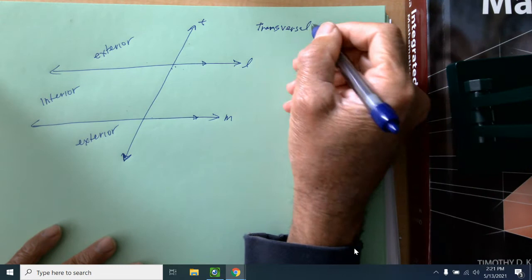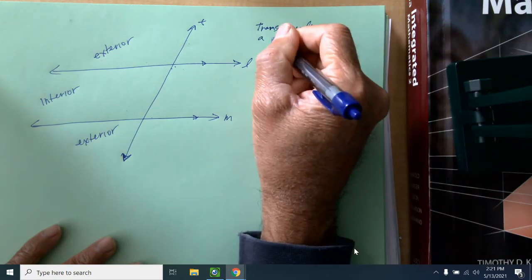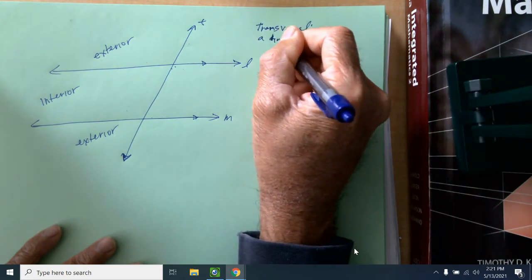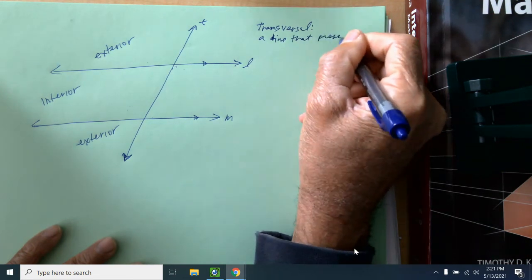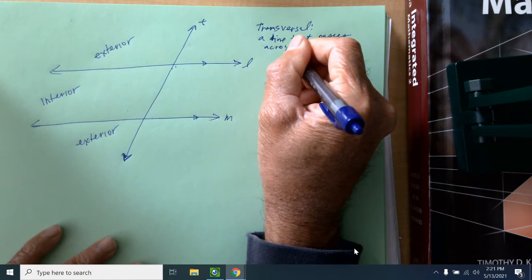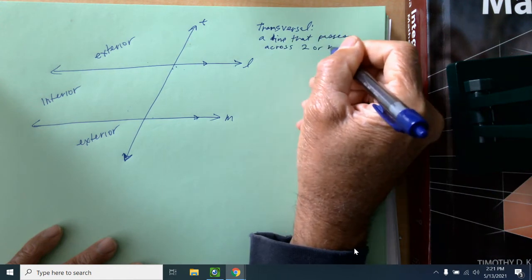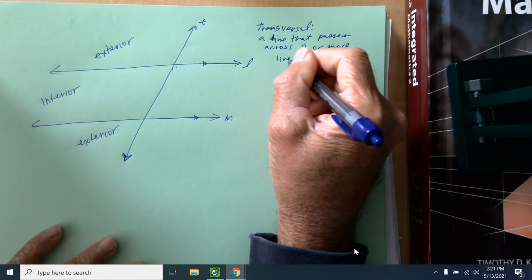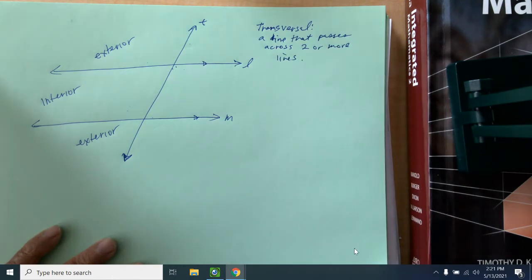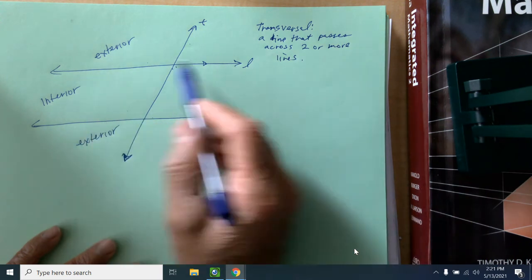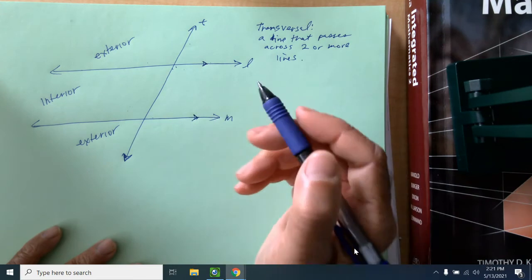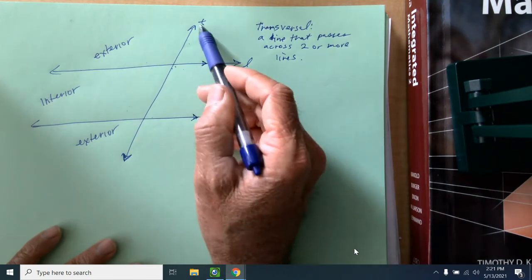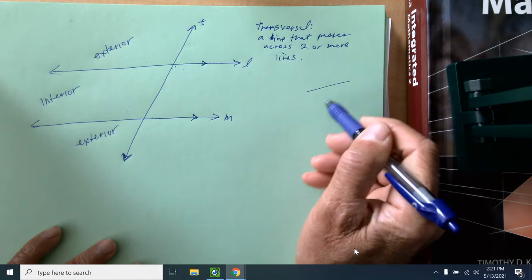Okay, so a transversal in geometry is a line that passes across two or more lines. Quite often, or most of the time, maybe you'll see it with parallel lines, and that's why I wanted to draw these. But it doesn't always have to. They don't always have to be parallel lines for it to be a transversal. They can be non-parallel lines.